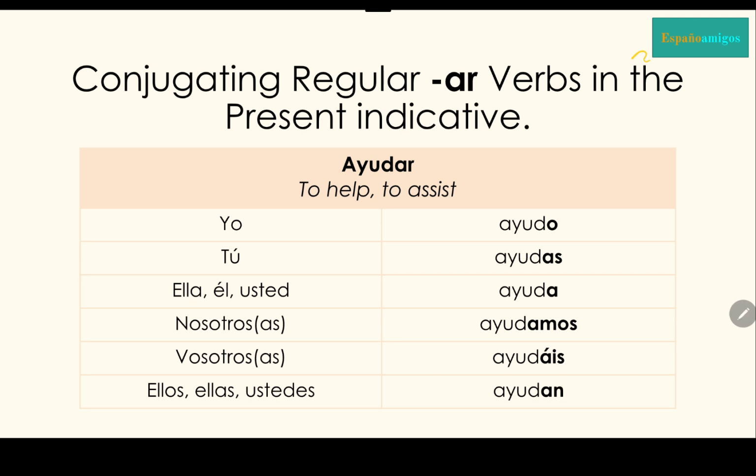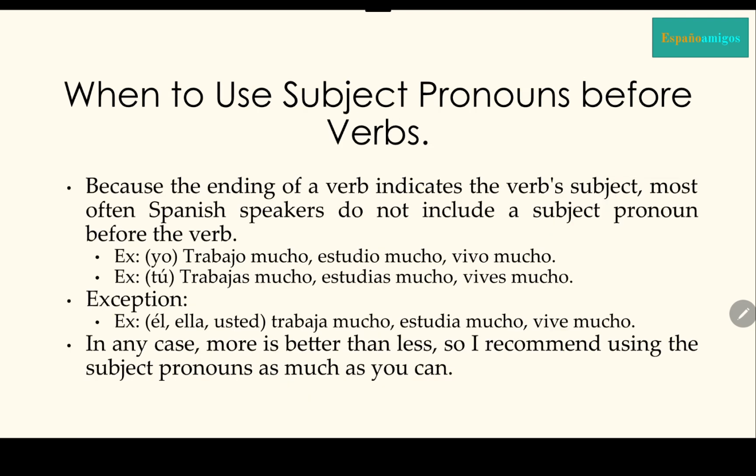So, as I explained before, you can see that the endings o, as, a, amos, áis, and an are the endings for the verb ayudar. The stem actually, as you can see, is this one, and it is also always the same. You never change it. So remember, what you're going to change is this part, the end. Okay, so let's continue with the next topic.